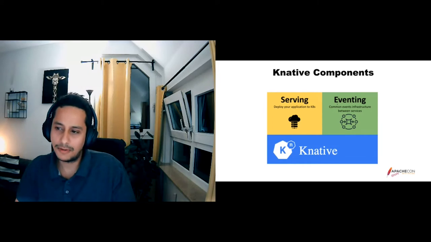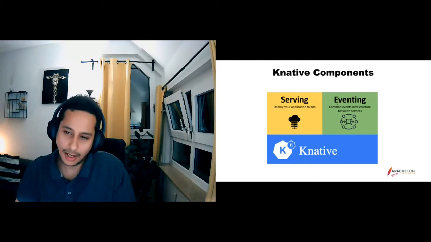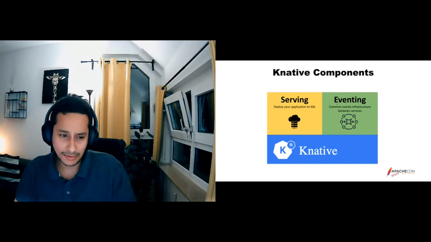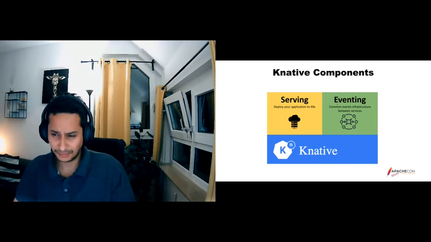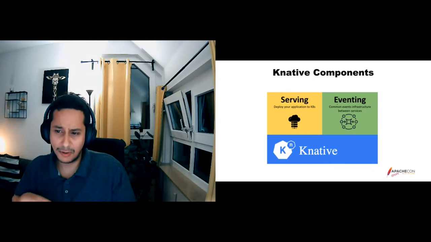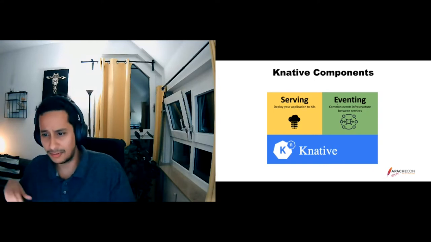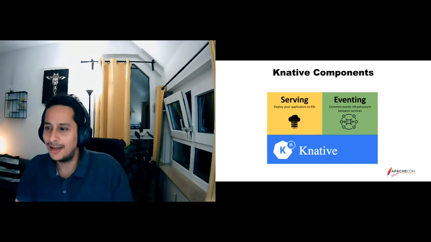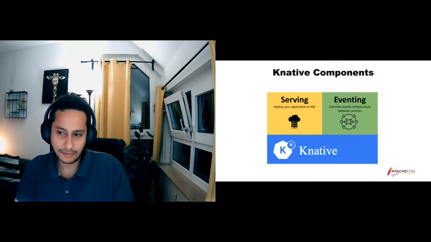Knative has two main components. Before, it used to have three; now it has two. Serving is about deploying your application to Knative, so it's more about automating this deployment to Kubernetes using Knative itself. And we also have the eventing component, which is about having a common event infrastructure within all your services.